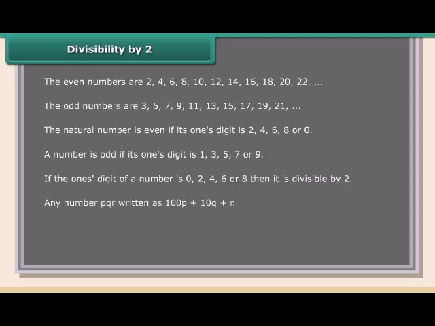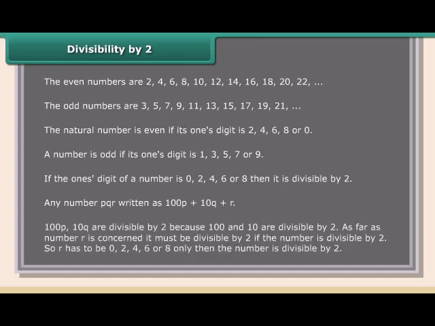Any number PQR written as 100P plus 10Q plus R: 100P and 10Q are divisible by 2 because 100 and 10 are divisible by 2. As far as number R is concerned, it must be divisible by 2 if the number is divisible by 2. So, R has to be 0, 2, 4, 6 or 8, only then the number is divisible by 2.